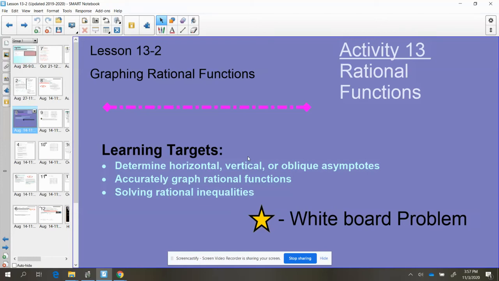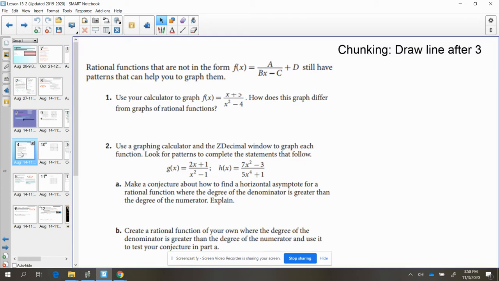Everyone, today we are continuing on with our rational functions, looking at lesson 13.2 on page 171. So today we're going to talk a lot about different shortcuts and being able to graph and looking at different types of asymptotes, horizontal, vertical, and oblique.